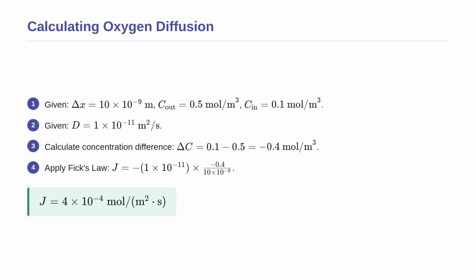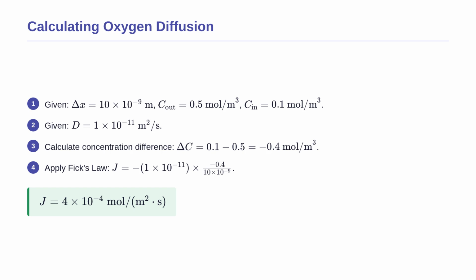Now that we have our formula, let us apply it to a real cell. We are given a cell membrane with a thickness of 10 times 10 to the negative 9 meters. The oxygen concentration outside is 0.5 moles per cubic meter, and inside it is 0.1. We need to find the diffusion flux, given a specific diffusion coefficient. First, we calculate the change in concentration by subtracting the outside concentration from the inside, giving us negative 0.4. This negative tells us oxygen wants to move inward.